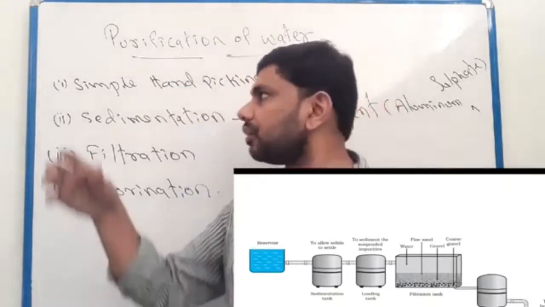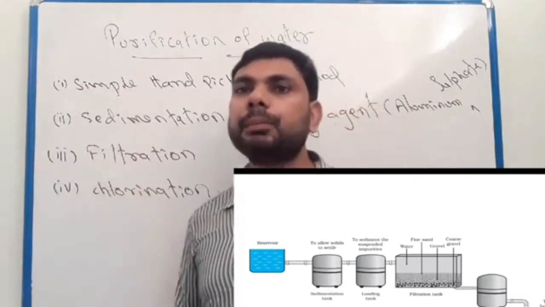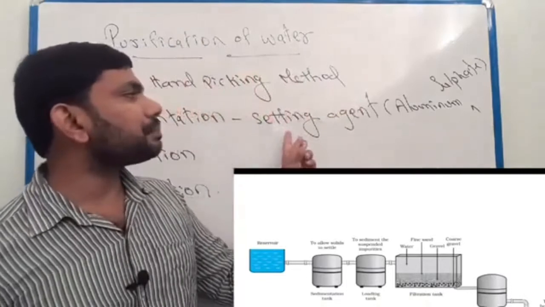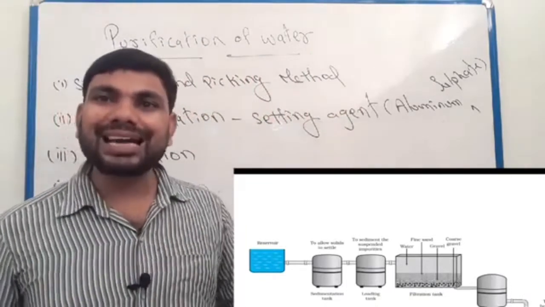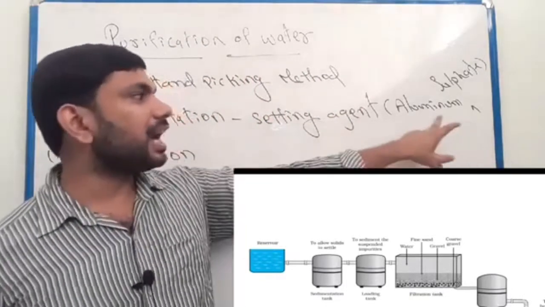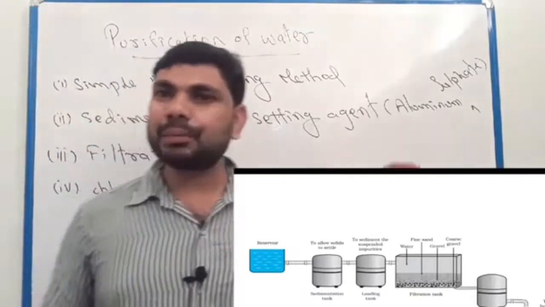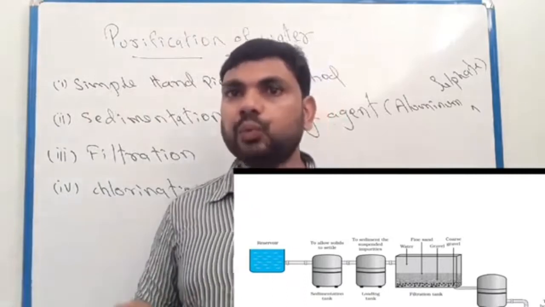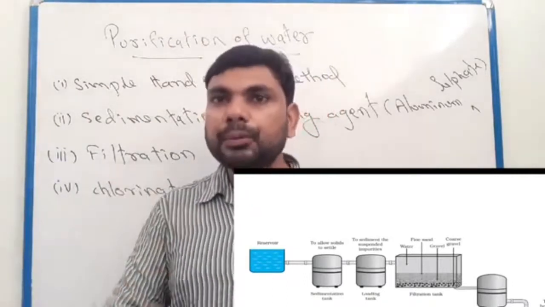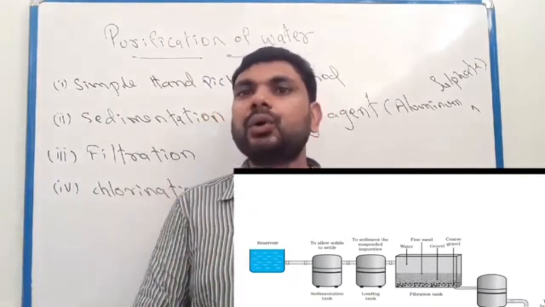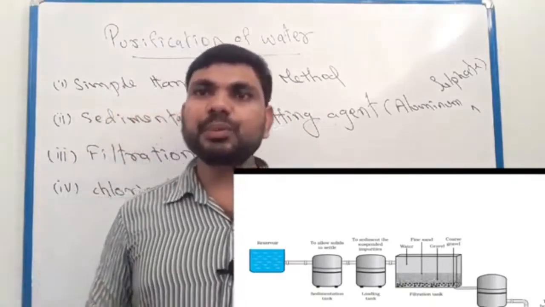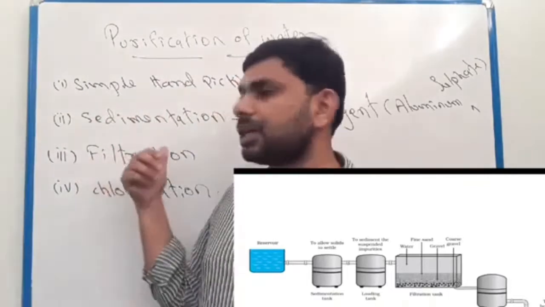Sedimentation means after removing big solid impurities, we will add some settling agent. We will add some chemicals like aluminium sulfate into water. Then shake well. All small impurities will be settled down. Okay, this step is sedimentation.